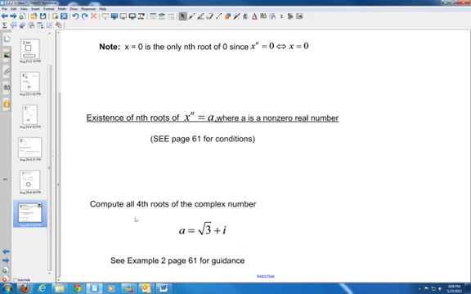Also, you should compute all the fourth roots of the complex number a equals square root of 3 plus i. See example 2 on page 61 for guidance on that one. That will definitely be on your homework.